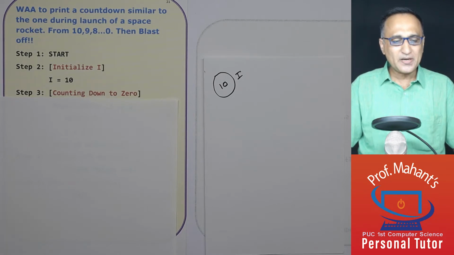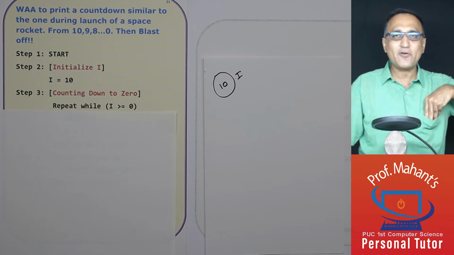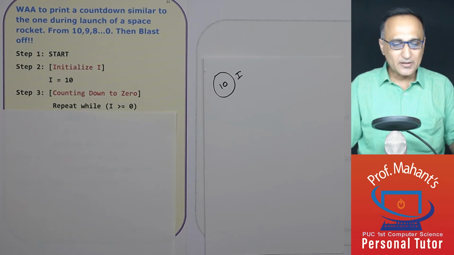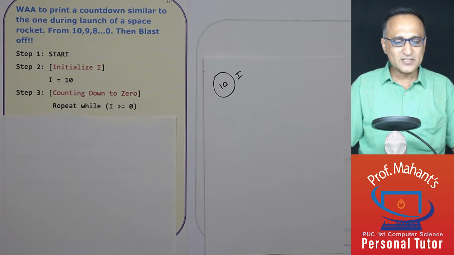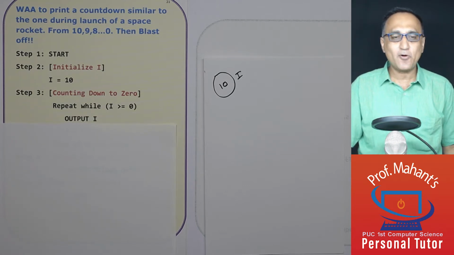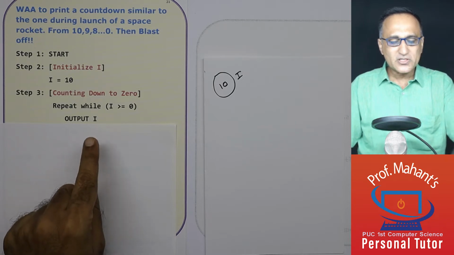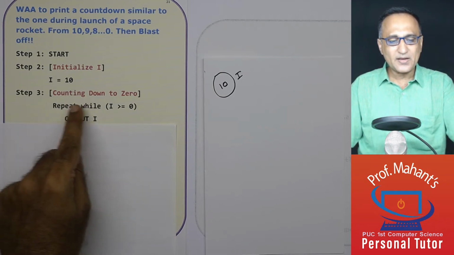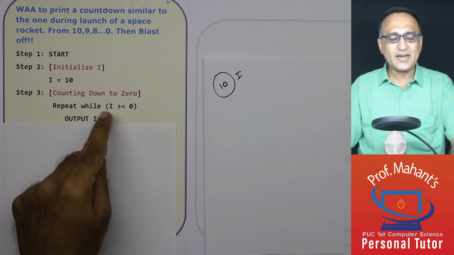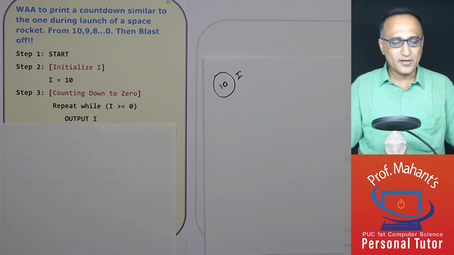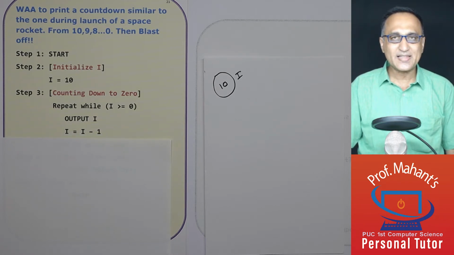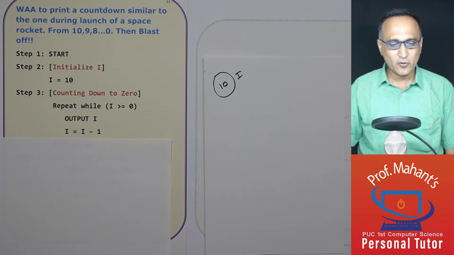So next is the looping to count down to 0. Repeat while the value of I happens to be greater than or equal to 0. First thing I'm doing is I'm going to output the value of I. If I don't reduce the value of I, this particular thing will never stop executing. It will keep executing endlessly. It will go into an infinite loop. Then I reduce the value of I by 1. From 10 it becomes 9. Next time 8, 7, 6, 5, 4, 3, 2, 1 and so on.